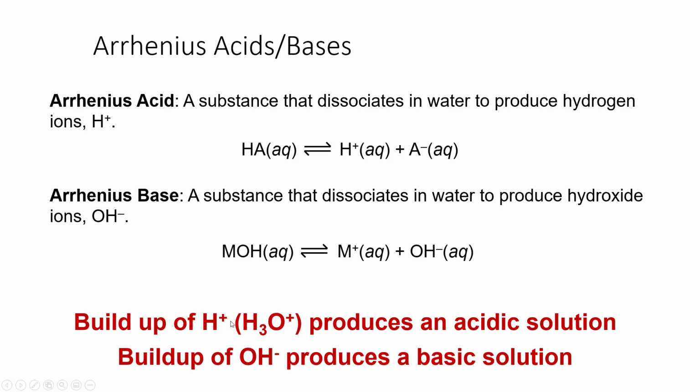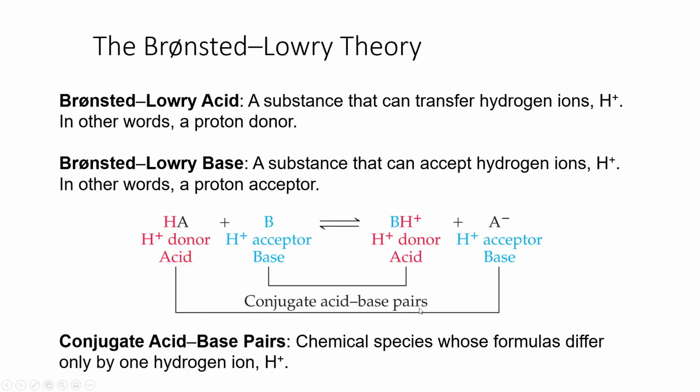It's important to know that in this lecture and in the upcoming few weeks when we're talking acid and base chemistry, we're going to use the hydrogen ion and the hydronium ion, H3O+, interchangeably. If we talk about a hydrogen ion, we're also talking about the hydronium ion, which is just the hydrogen ion on a water. We need to remember that the buildup of hydrogen ions or hydronium ions produces an acidic solution, and the buildup of the hydroxide anion produces basic solutions.